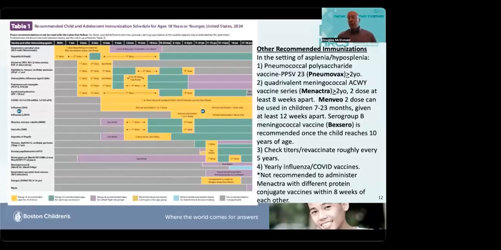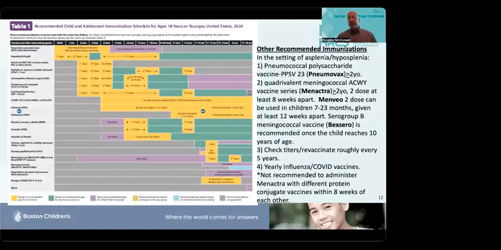It is also critical for them to receive yearly influenza and COVID vaccine because severe viral infections can be a setup for overwhelming secondary bacterial infections. So it's important to try to minimize risk of these severe viral infections.